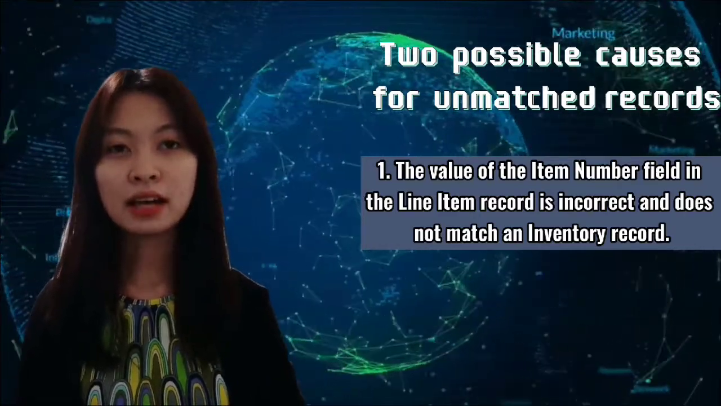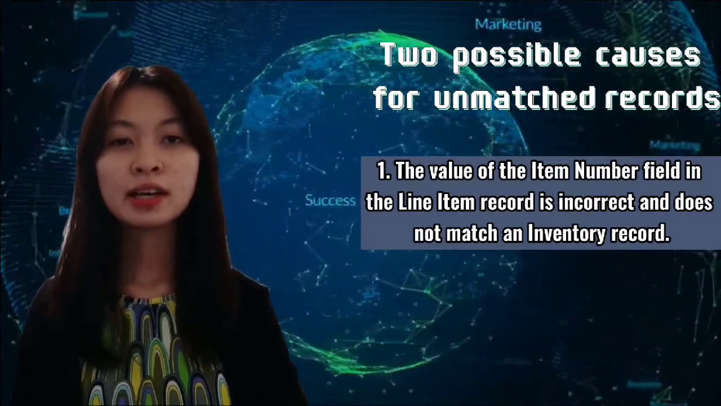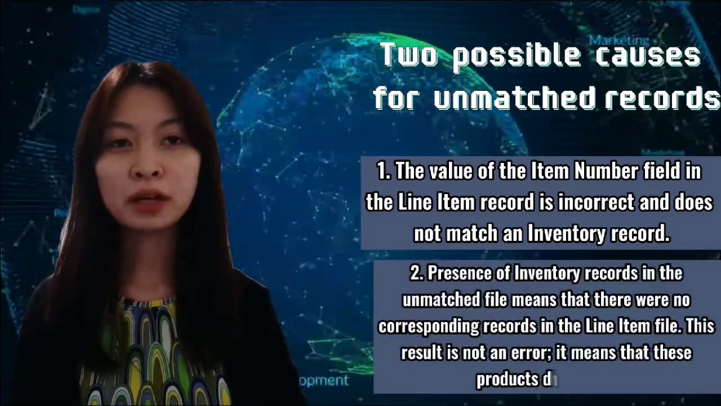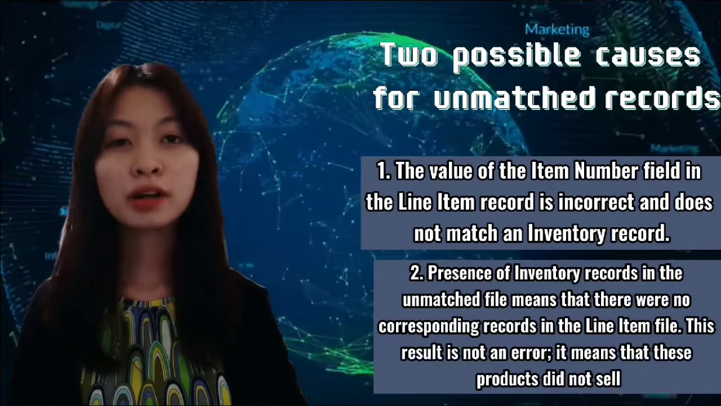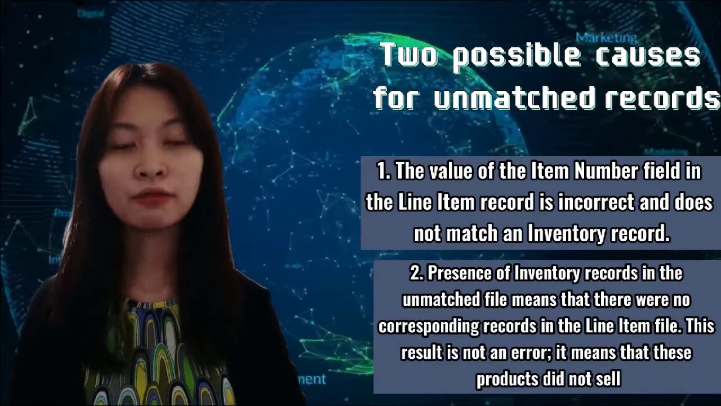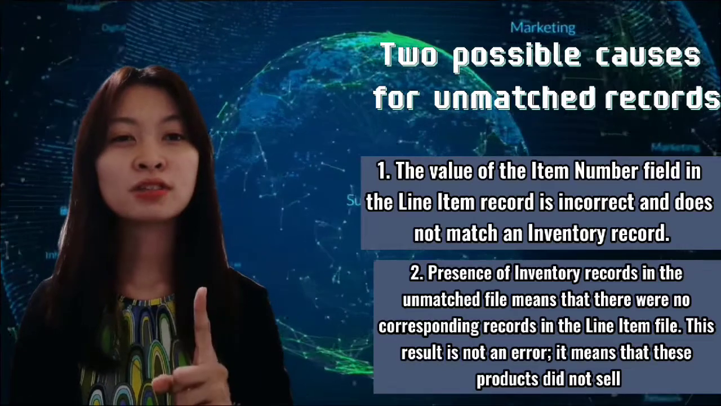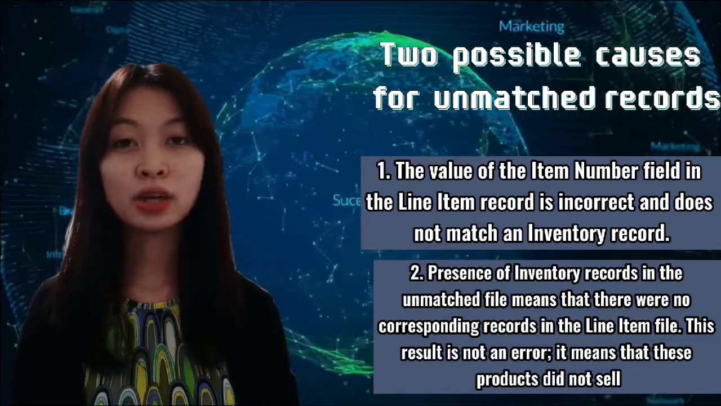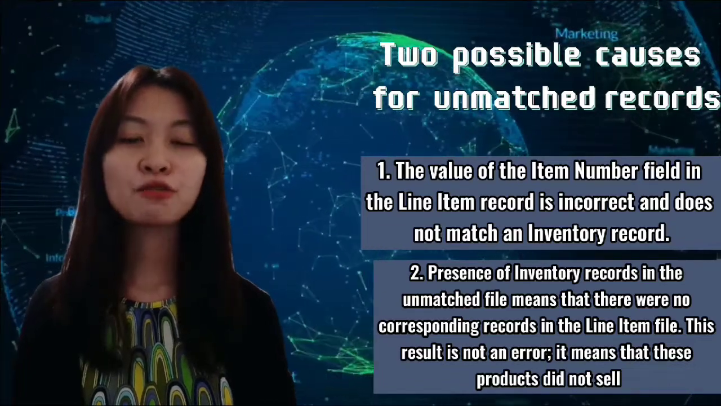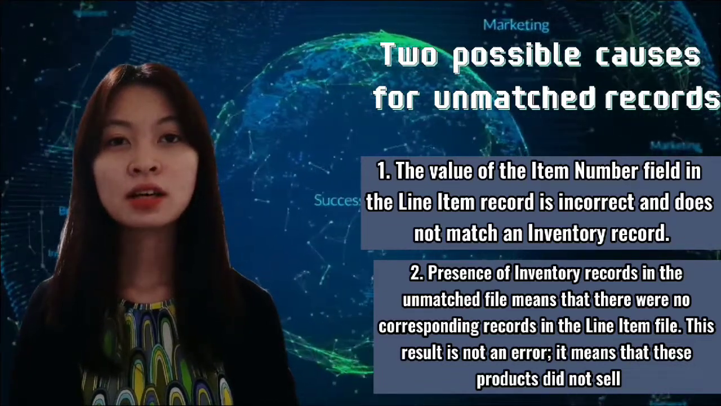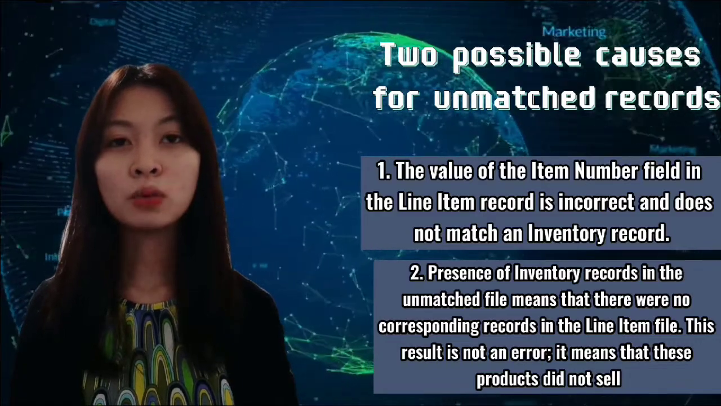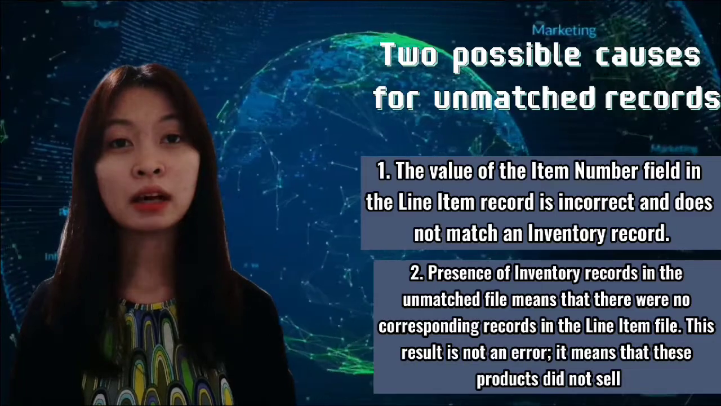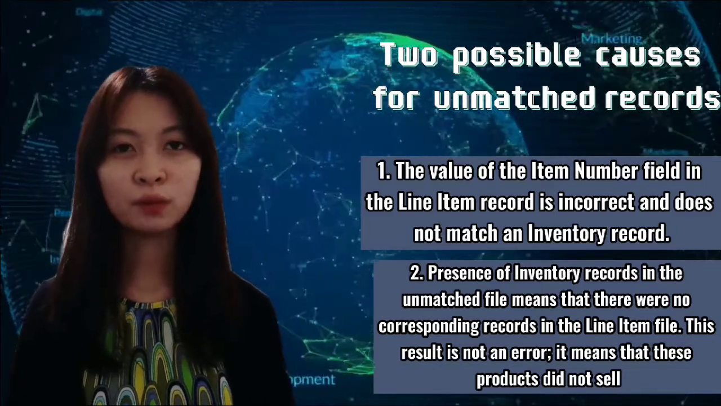The second and last source of unmatched records is the inventory file. The presence of inventory records in the unmatched file means that there were no corresponding records in the line item file. Remember, this result is not an error. It means that these products did not sell during the period. After adjusting for any seasonal influences on sales, such evidence may refute the valuation assertion. The auditor may require that the inventory be written down to reflect its market value.